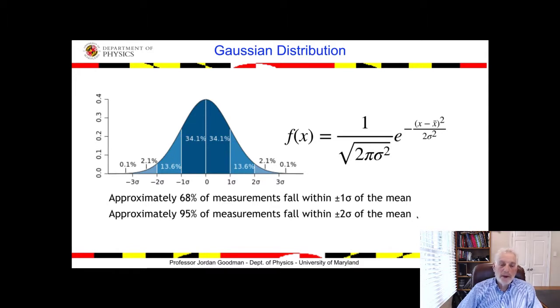Now, I like to joke about this. The students are very happy if their data falls within 1 standard deviation, if 2/3 of their data falls within 1 standard deviation. What they're not happy about is 1/3 falls outside that. But 1/3 should fall outside of 1 standard deviation. So we'll come back to that a little bit later. But let's talk about why this Gaussian distribution is meaningful when we take data.